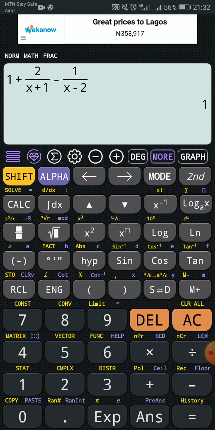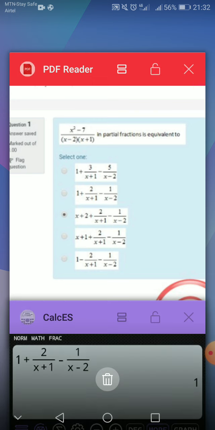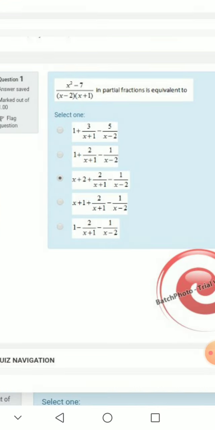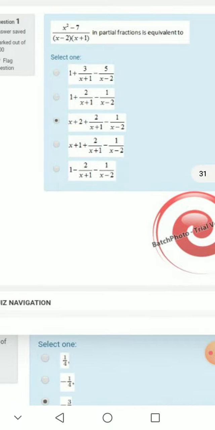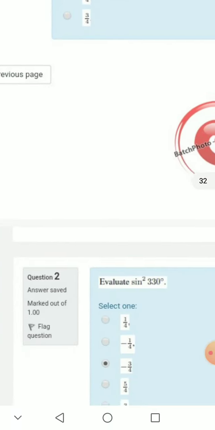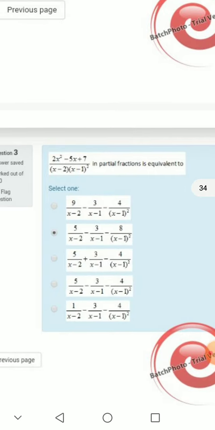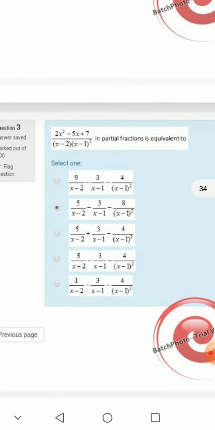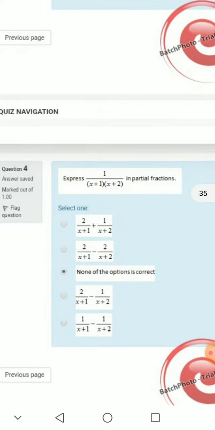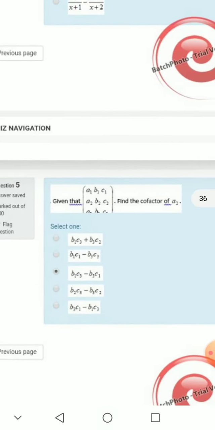You see, it gives me 1. So that is the answer. That gives me the same value as the question. Okay, so that is how it works. So the answer to that question is B. Good. So we've done this in previous videos. This partial fraction, just do what we've done before. There's no need to waste time with this.